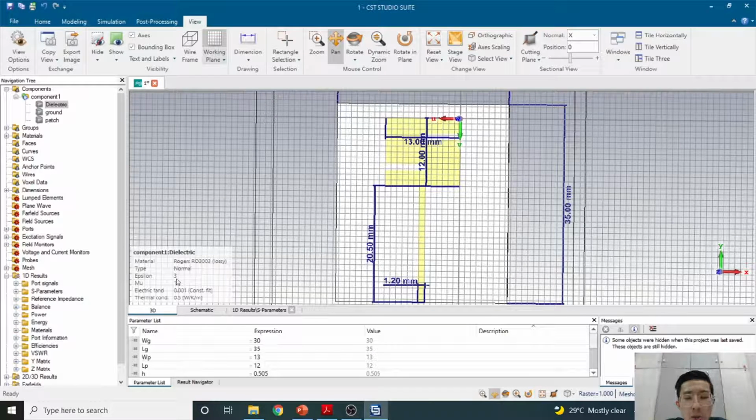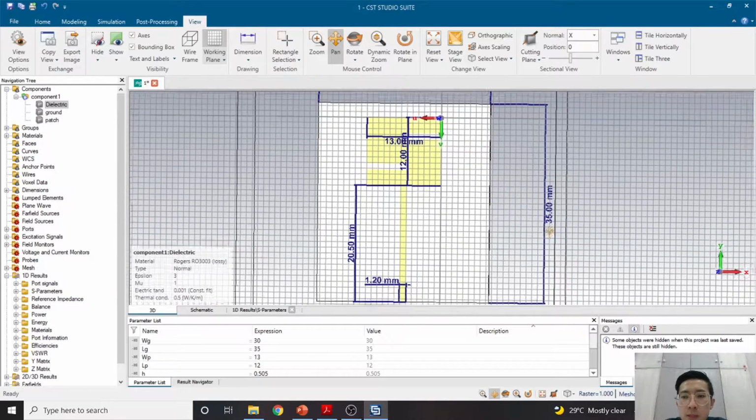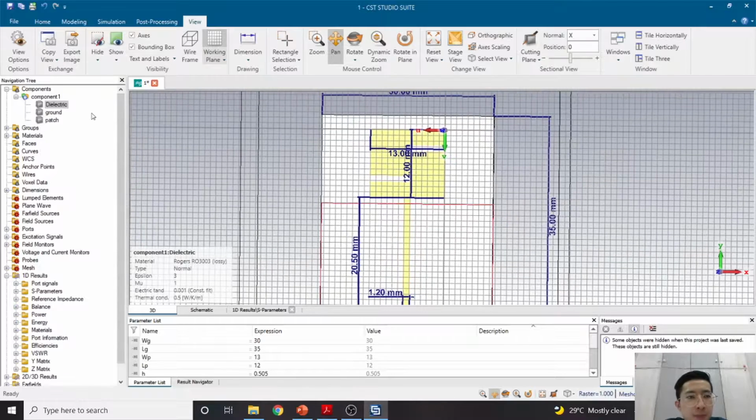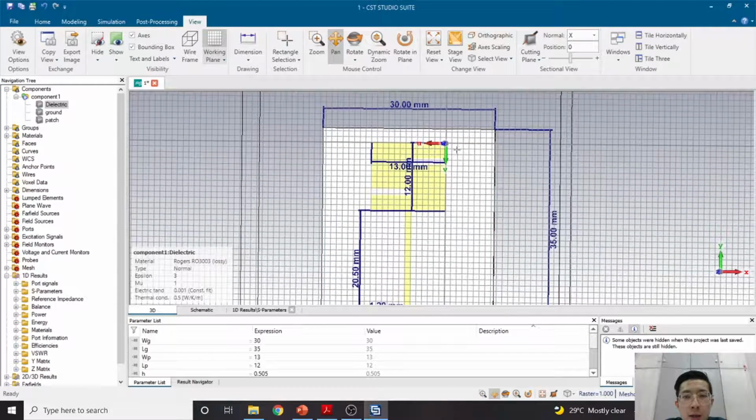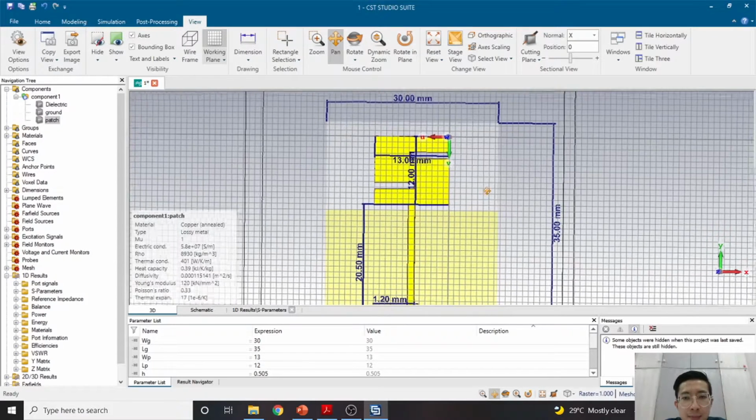The dielectric constant is 3. The width of the substrate is 30 mm and the length of the substrate is 35 mm. The same goes for the ground plate. For the ground and the patch, I use copper material to design them.